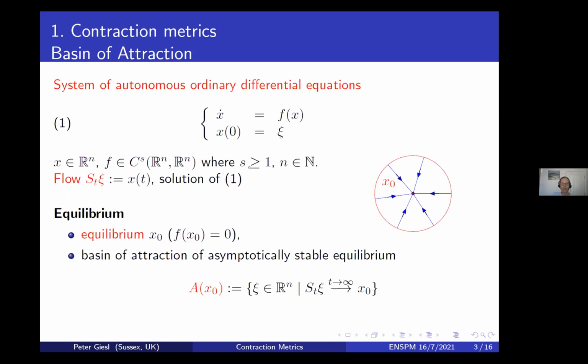So let me start with a bit of theory. What we're looking at is an autonomous ODE, so x dot is f of x. x is in an n-dimensional space. f has a certain smoothness, at least C1. We will need a bit more smoothness later. And the solution x of t of this ODE I will denote by S_t xi, so xi is the initial condition and t is the time. And what we are interested in is we want to find an equilibrium point that's asymptotically stable, and then we're interested in the basin of attraction, which is the set of all initial values that will converge to this equilibrium point.